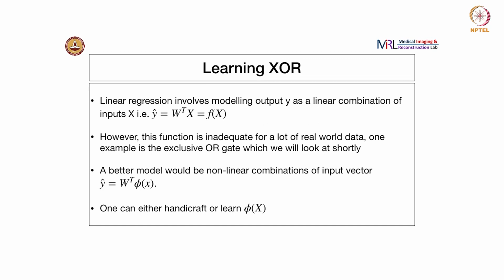Okay, so we saw linear regression. We modeled the output y. We denoted the output of the model as y hat, and we said y hat is w transpose x, where w is the vector of weights, or the parameters of the model, and x is the input. x is again a vector, so a particular x would be x1, x2 up to xn. These are called features, so there are n features.